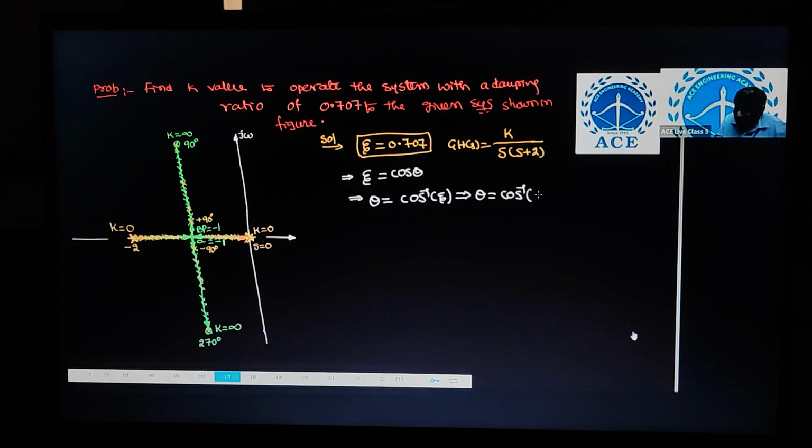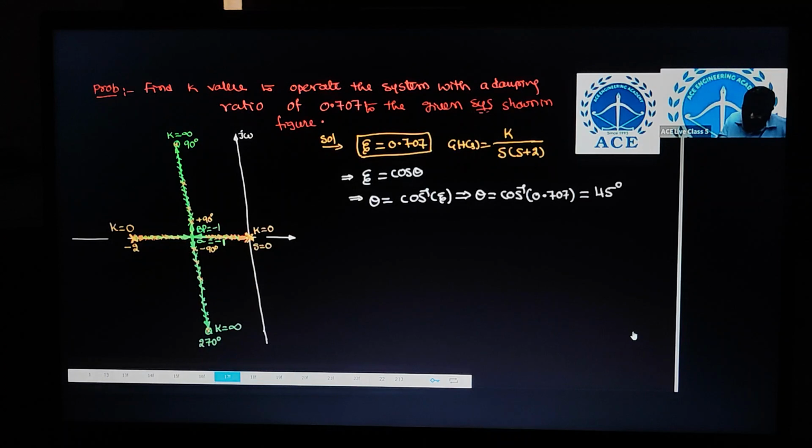So what is the angle? Theta equal to cos inverse of zeta. Zeta is what? 0.707, so that means 1 by root 2. So what is the angle? 45 degrees. The angle becomes 45 degrees. Is it clear up to this?